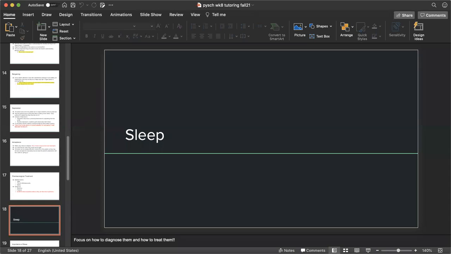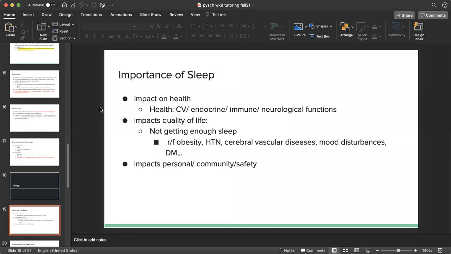So now we're gonna talk about sleep. So the importance of sleep, so the impact on health. Sleep has an impact on your cardiovascular system, the endocrine, the immune system, and neurological functions. It also impacts your quality of life. So not getting enough sleep could be bad. If you don't get enough sleep, it's almost like if you drink a lot of alcohol. If you try to operate machinery or a vehicle while sleep deprived, it's like being legally drunk.